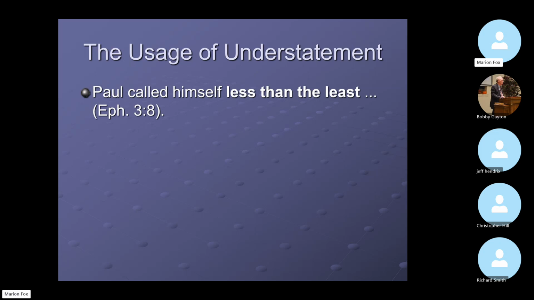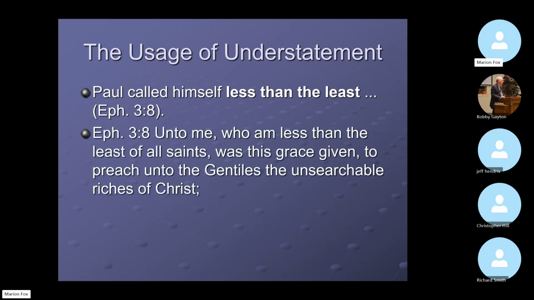And Paul called himself less than the least. How can he be less than the least? Well, that's a figure of speech. "Unto me, I'm less than the least of all the saints." Paul considered himself that. Why? Because he had persecuted the church. He goes on and lays it out for us.